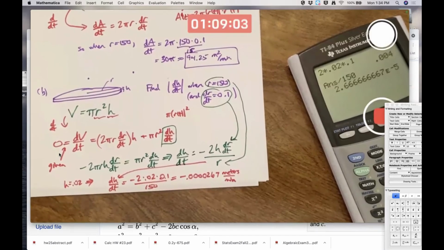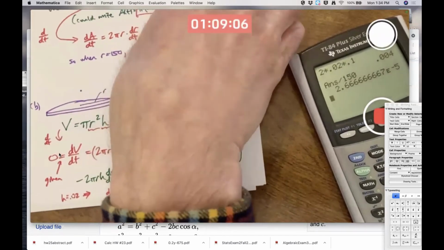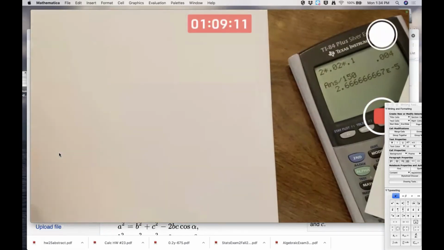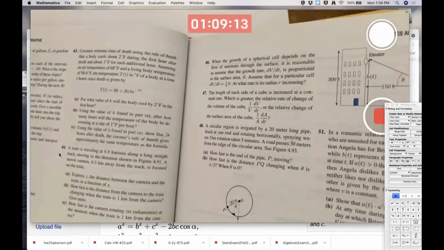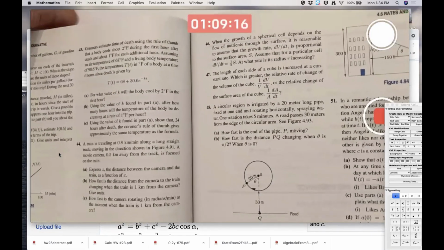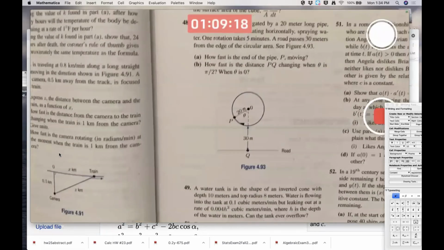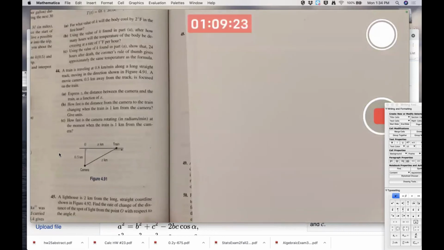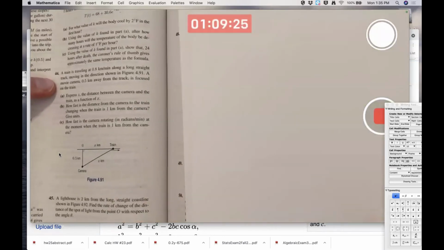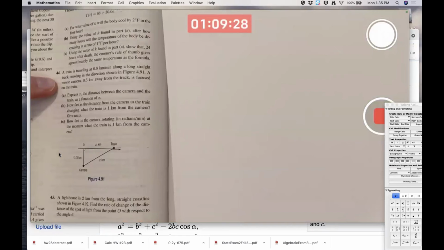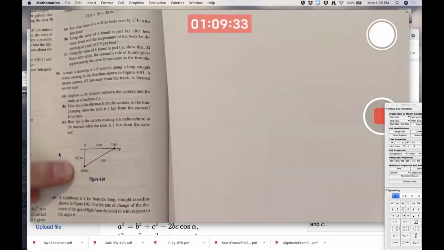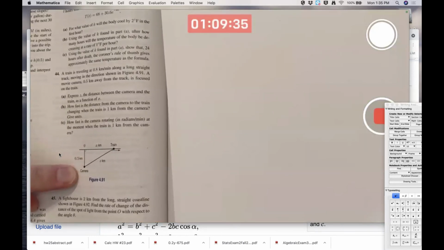In our last few minutes, let me just give you some hints about a couple other examples. I'll assign at least a few of these. Like number 44 here, or one of those dreaded train problems. A train is traveling at 0.8 kilometers per minute along a straight track, like in this picture. A movie camera 0.5 miles away is following the train.